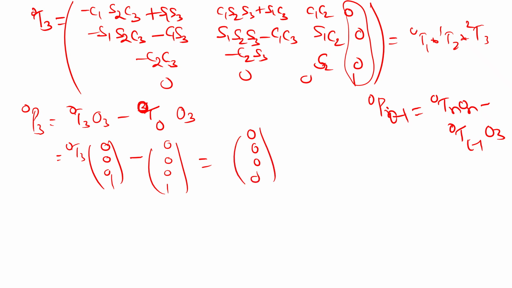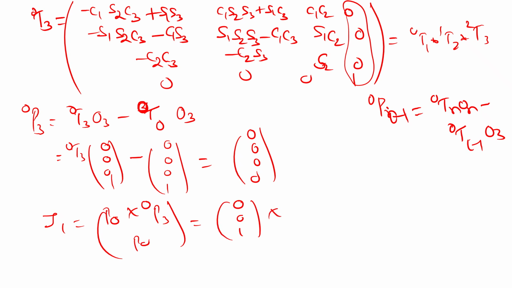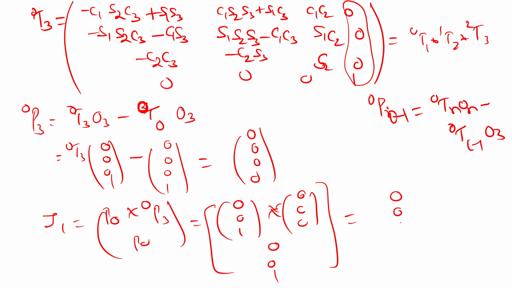Okay. So now what is J1? J1 equals P naught cross P3 0, P naught. So already we have derived your P naught, 0, 0, 1. That is cross multiplied with 0, 0, 0, and then here 0, 0, 1. If you cross multiply this, you will get only 0, 0, 0, and then 0, 0, 1. So this is my J1. So let me do J2.